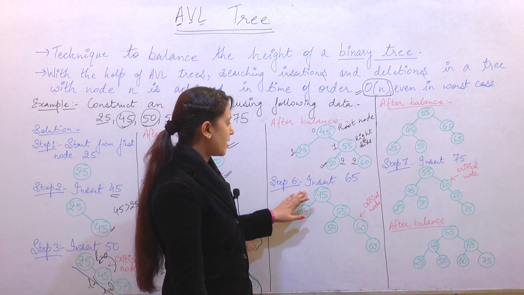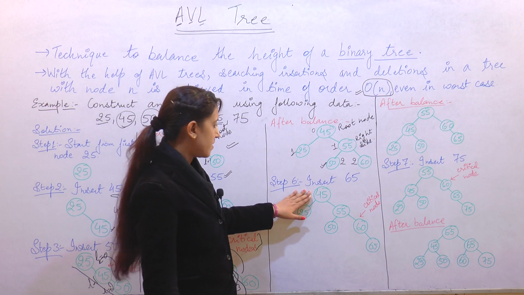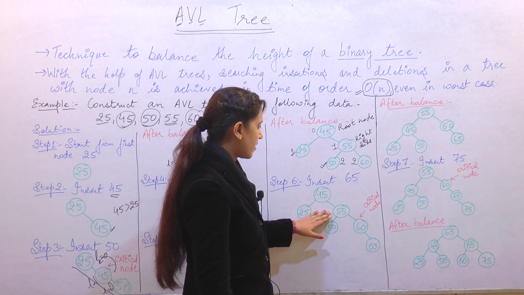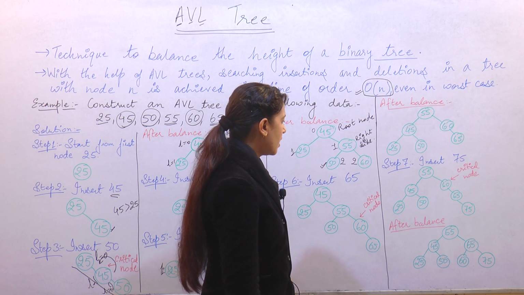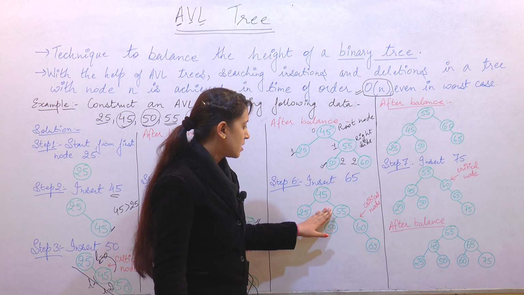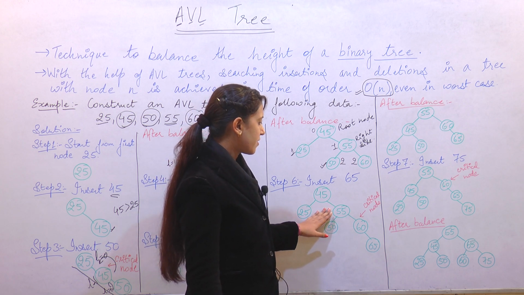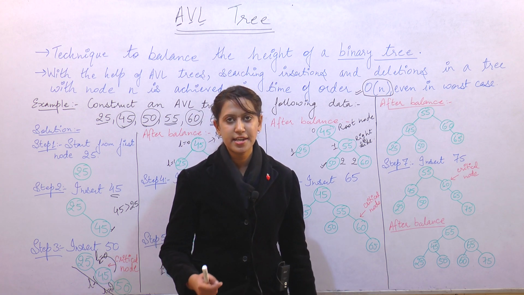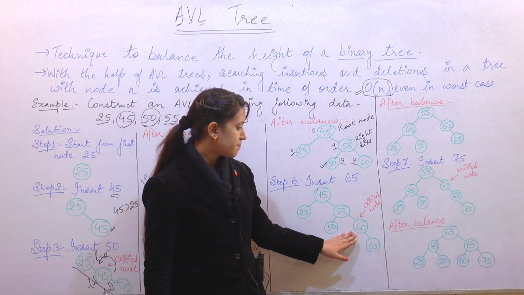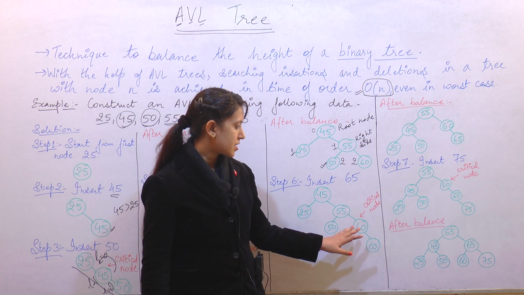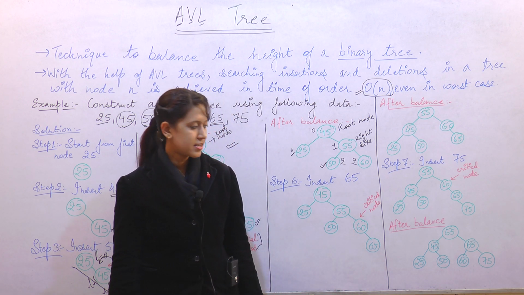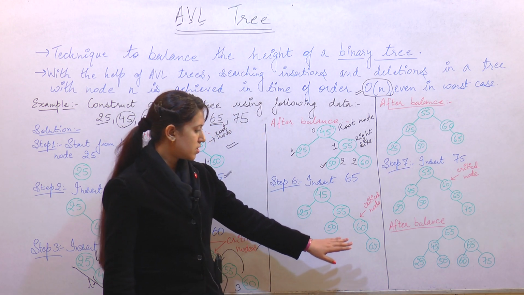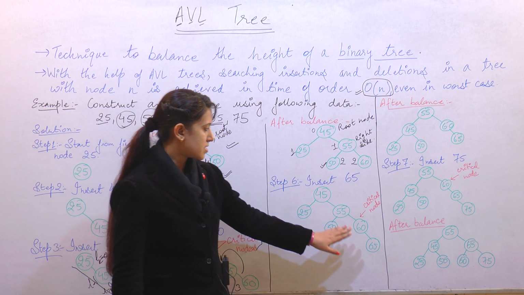For inserting 65, we will compare it with the root node 45. Since 65 is greater than 45, we will move towards the right side of 45. Right side already contains 55. We will compare 65 with 55. So 65 is greater than 55, we will further move towards the right side of the node 55. Right side already contains the next node, that is 60. So we will compare 65 with 60. Since 65 is greater than 60, we will insert 65 on the right side of our node 60. In this way we will insert 65.